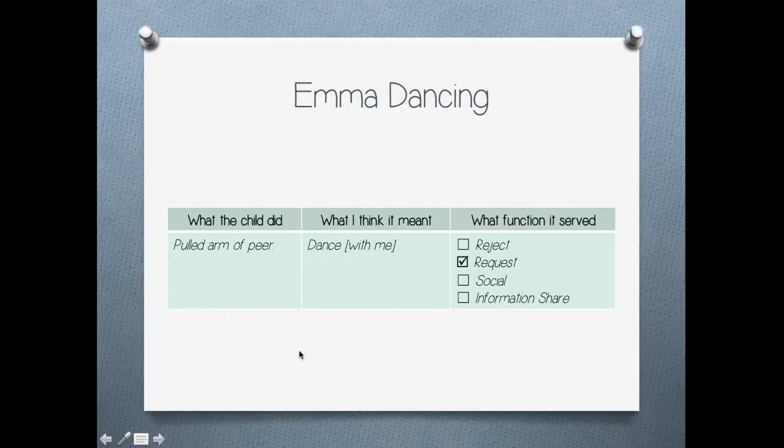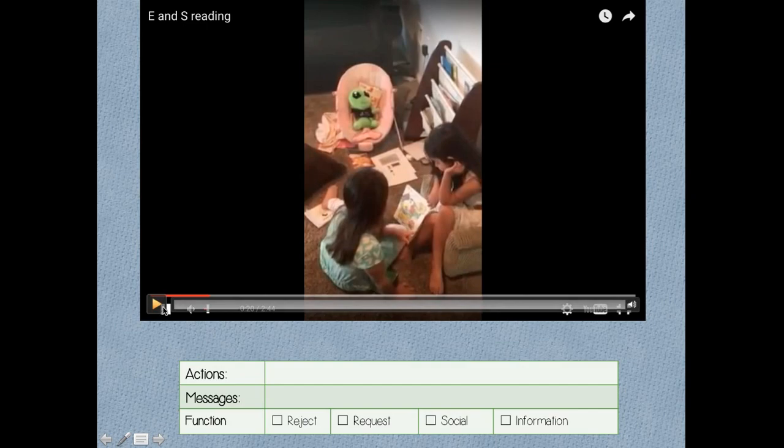So Emma reached out and touched the arm of her peer, and then started dancing. I interpreted that as her saying, I want you to dance with me, or dance, which would be a request for a specific action. All right, let's see what we have here.